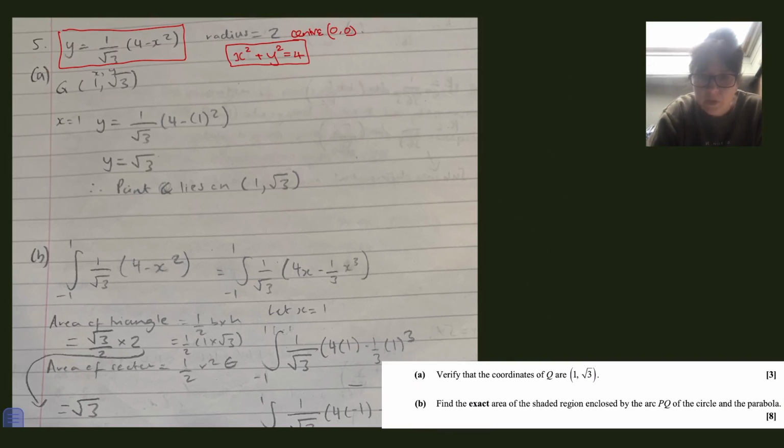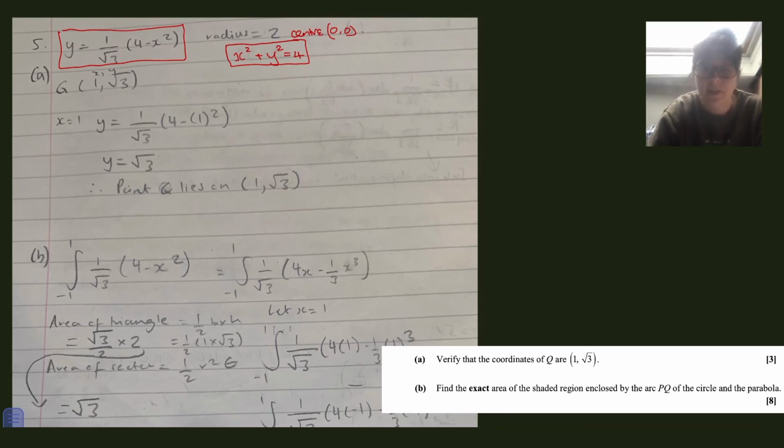Right. Verify that. Okay, so they're telling us the coordinates of Q, but we have to check they're right. So they're saying, I've done simultaneous equations on these two equations, solve, solve, solve. I've got the coordinates of Q as a solution, and they come out to be that when x is 1, y is √3, and that point is on the parabola, and it's also on the circle, so it's where the circle and the parabola intersect.